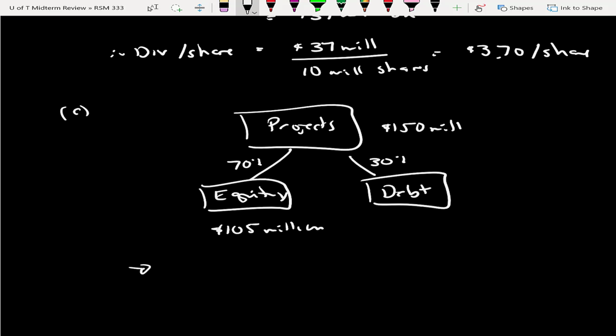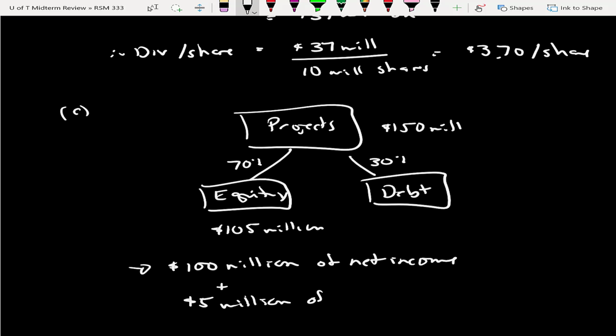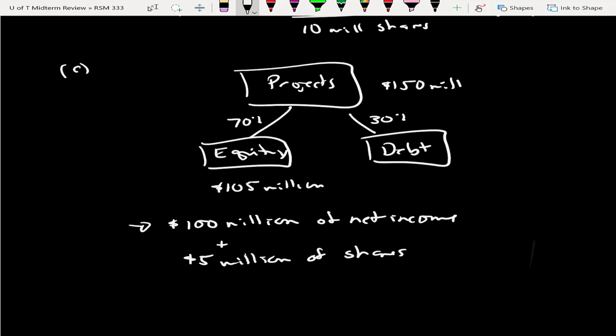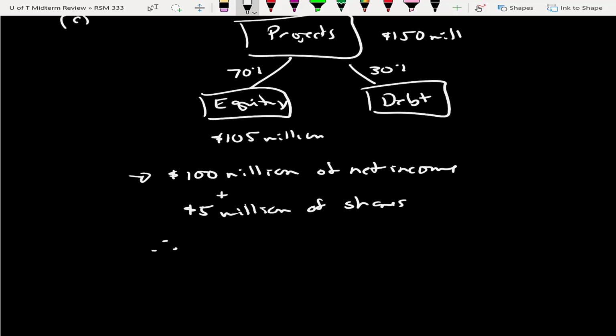And how are they going to fund that? They're going to fund that by 100 million of net income. But that doesn't get you all the way there. Plus, you have to issue $5 million of shares. And that'll cover the whole thing. So clearly, if you have used up all your income and are issuing shares, in this example, there's no dividend. So you can see how the dividend is going to change in various scenarios, and while it makes financial sense, shareholders aren't necessarily going to be happy with that.